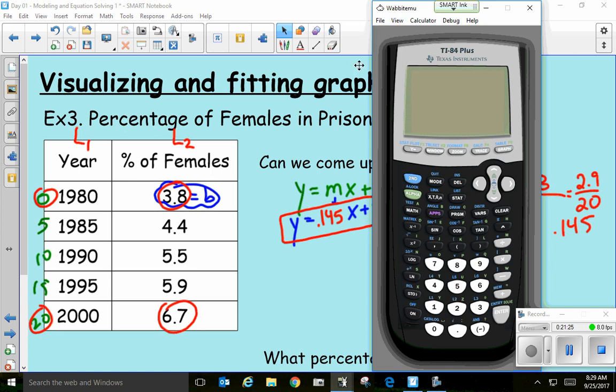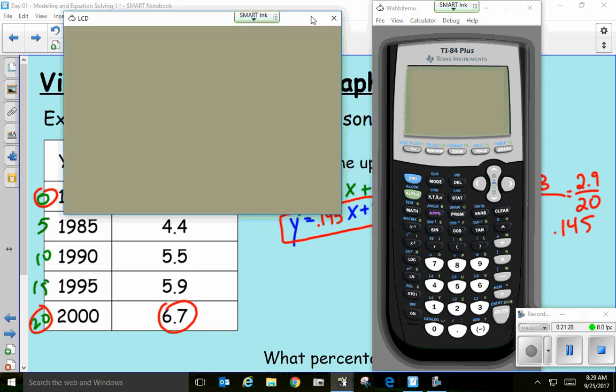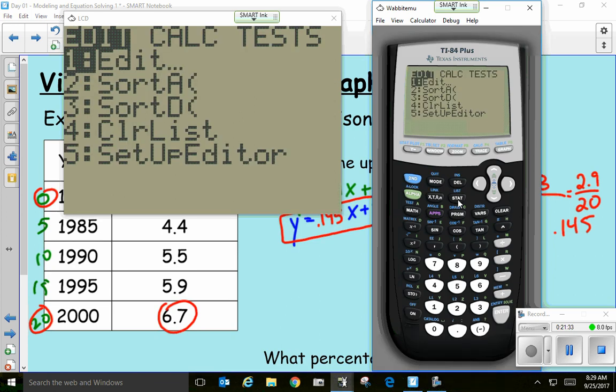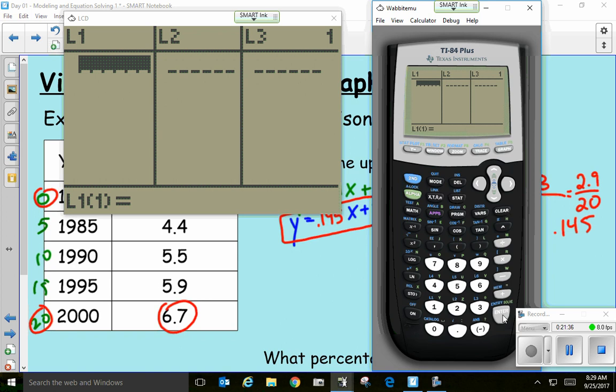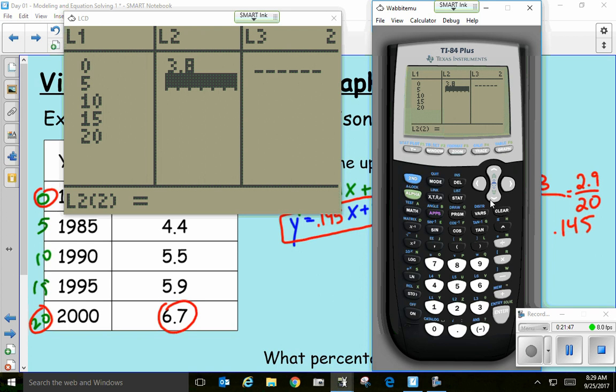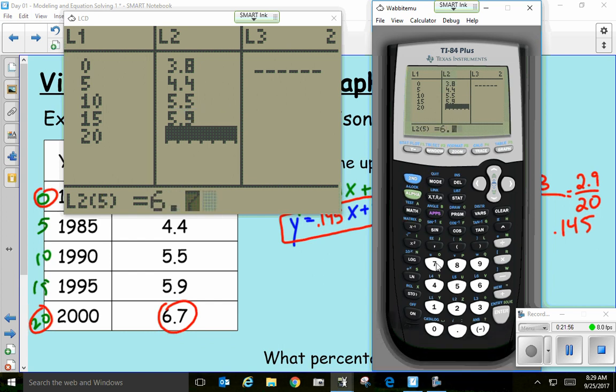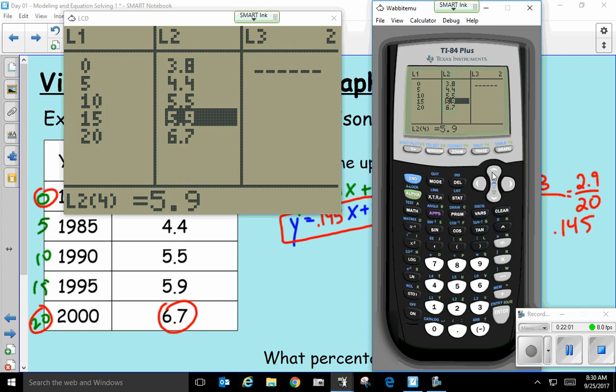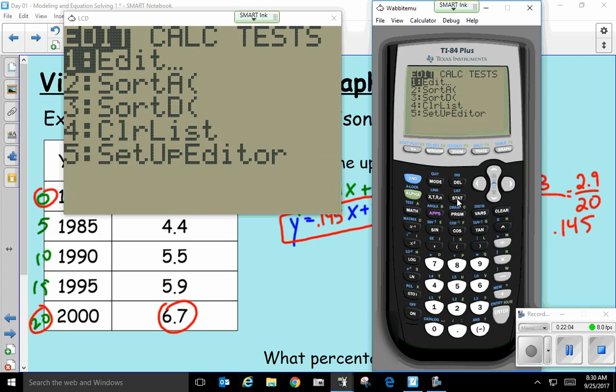So view the LCD, which is right here. Someone's going to have to give me the coordinates. If I go to stat, edit, which is number 1, I enter in my values. I know my x's go by 5: 0, 5, 10, 15, and 20. What are my y values? The first one is 3.8, then 4.4, 5.5, 5.9, and 6.7.